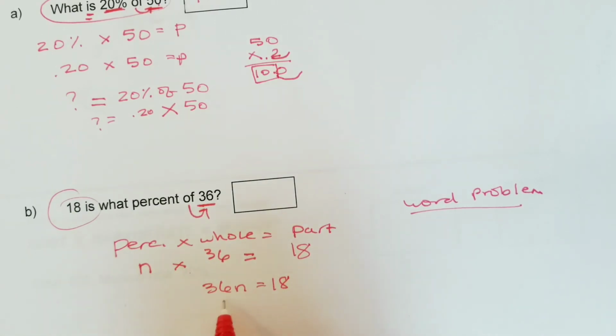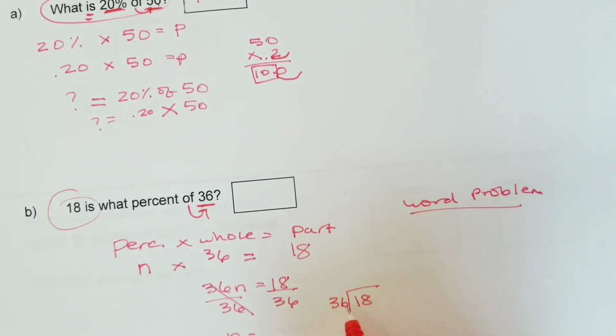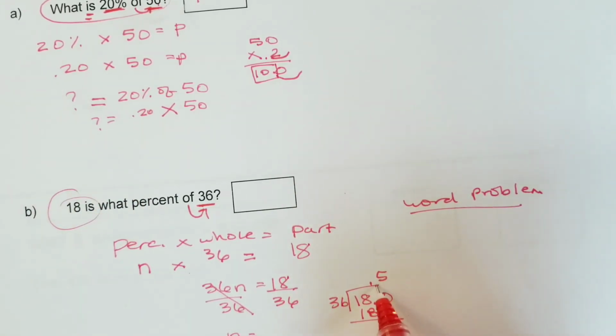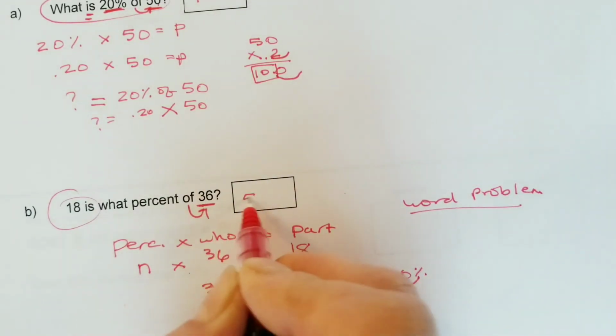Solve for N. How we'll do that is we'll divide by 36 on both sides. And go ahead and use some scratch paper to figure out 18 divided by 36. 36 can't go into 18, so you'll plot your decimal, and on top of the house as well. 36 goes into 180 5 times evenly. So you get 0.5. But they're looking for what percent. So 0.5 turned into a percent, move the decimal over two spaces, and you get 50%.